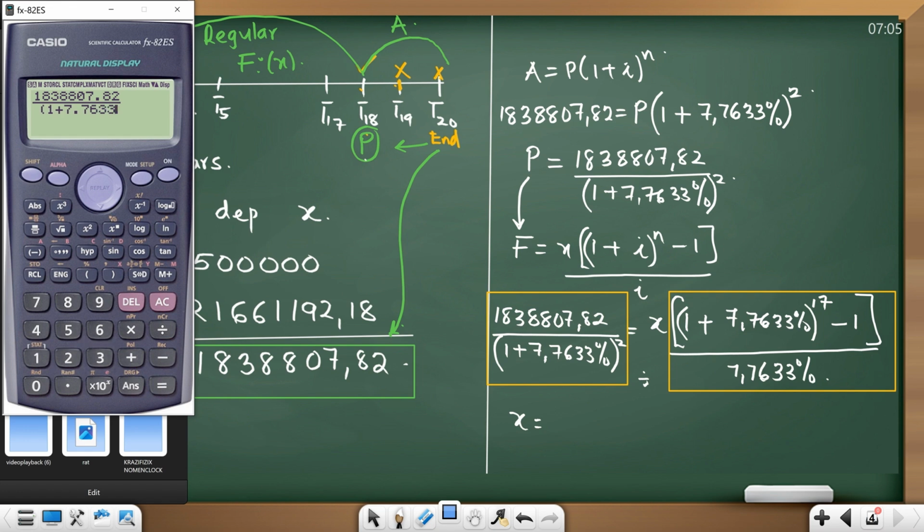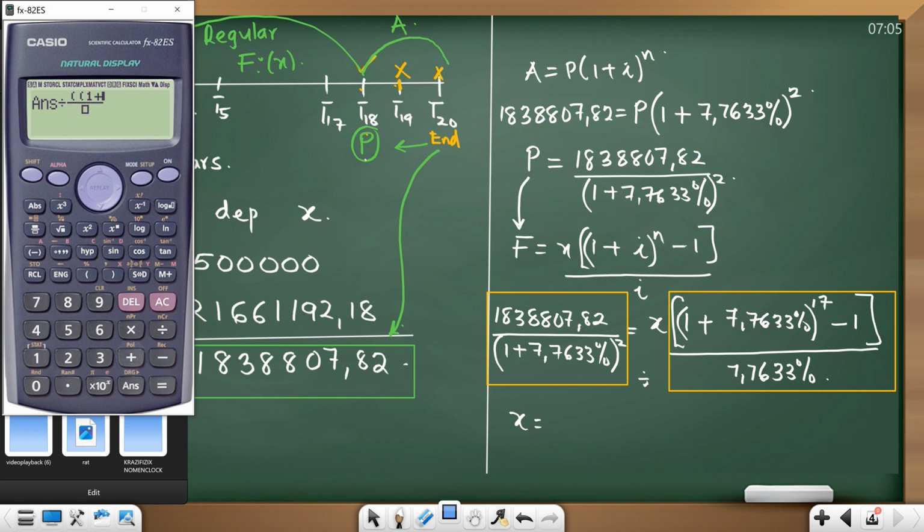7,7633%. I like to use the percent, if you've been following, to the power 2. Now, that is my P that I could have. So I could do this answer, all right? Let me check my interest, 7,633%. Lovely. Now, divided by, use that division sign.